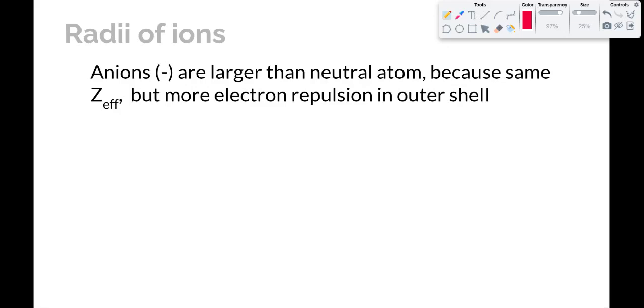Anions, which are negatively charged ions, are larger than the neutral atom. The reason is that the effective nuclear charge is still the same, so the draw pulling in the outside electrons is the same as it ever was. But now you've put one more electron in that outer shell. Because of that, there are more electrons in the outer shell to repel each other, and so that outer shell grows just a little bit.